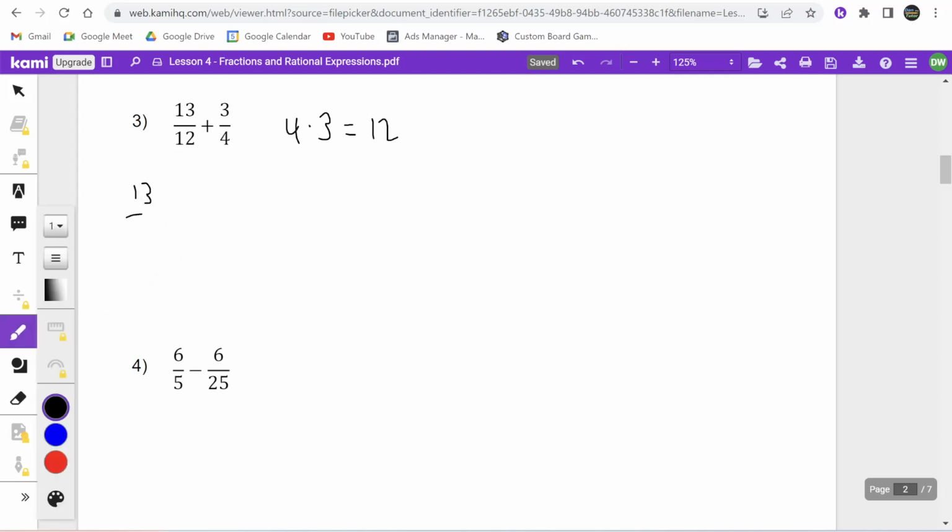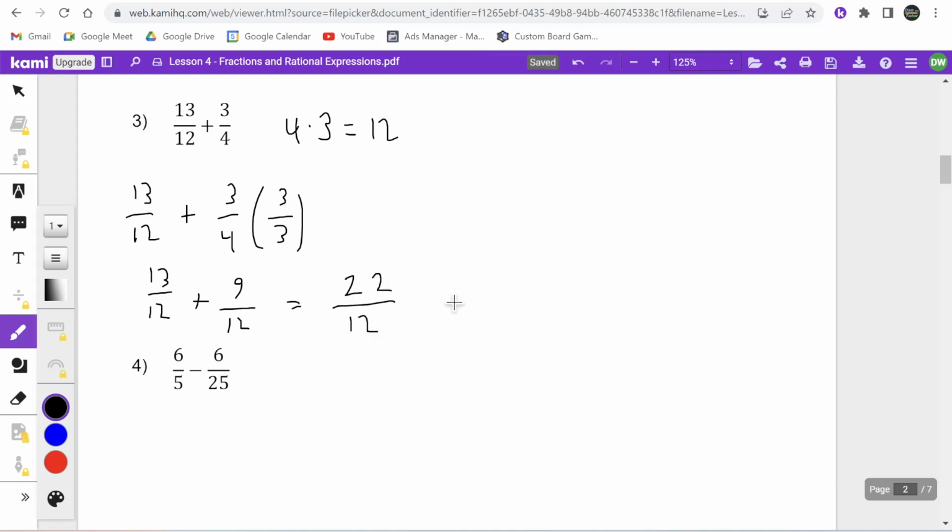So in other words, it's 13 over 12. Don't change that fraction because we already have 12 as the common denominator. And then plus 3/4, I'm going to multiply by 3 over 3 because that's going to get me a common denominator of 12. So for this one, it's 13 over 12 plus 3 times 3 is 9, divided by 4 times 3 is 12. We'll get a final answer of 13 plus 9 is 22 over 12, which can still reduce to 11 over 6 because they're both divisible by 2. And it looks like that's going to be the answer for number 3. Any questions on that one?